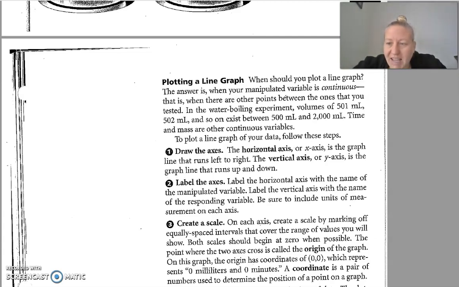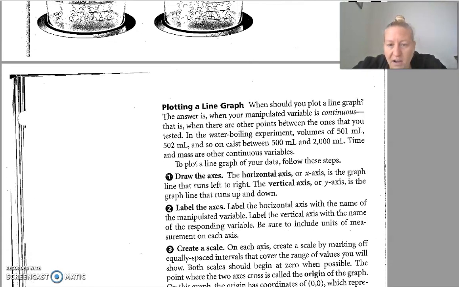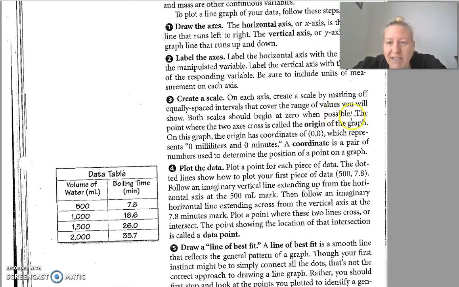Okay, create a scale. On each axis, create a scale by marking off equally spaced intervals that cover the range of values that you will show. Both scales should begin at 0 when possible. The point where the two axes cross is called the origin of the graph. On the graph, the origin is the coordinate 0, 0, which represents 0 milliliters and 0 minutes. A coordinate is a pair of numbers used to determine the position of a point on a graph.